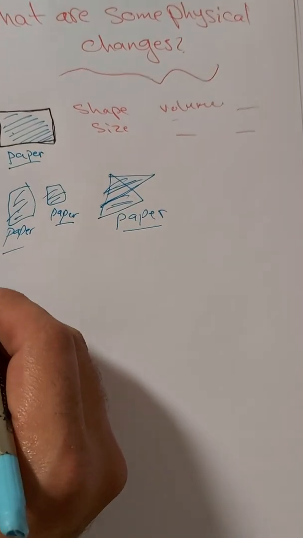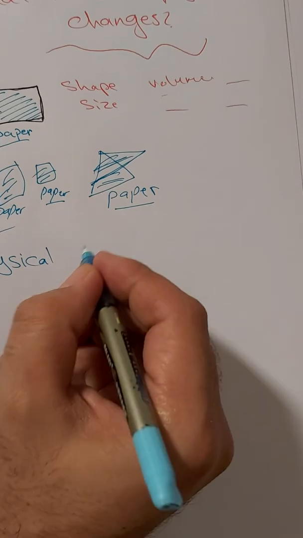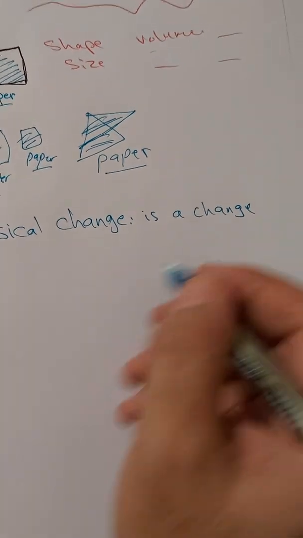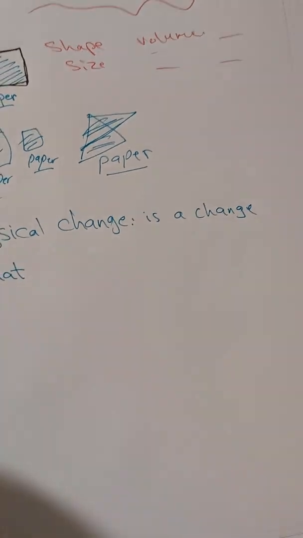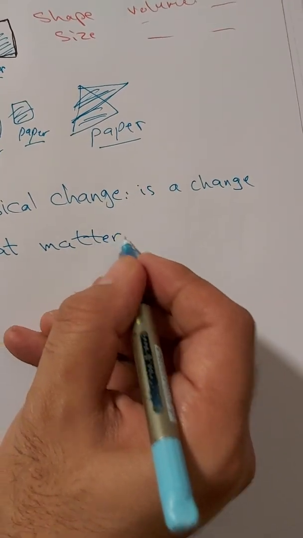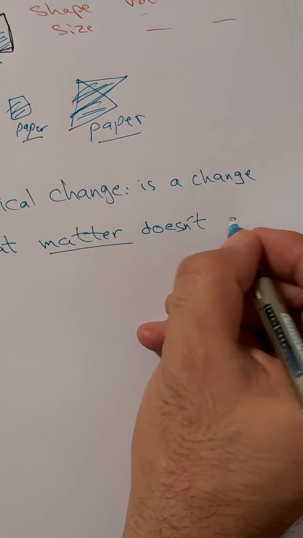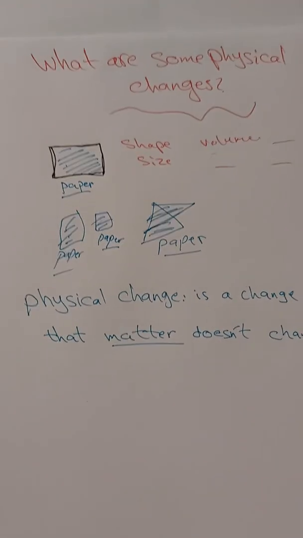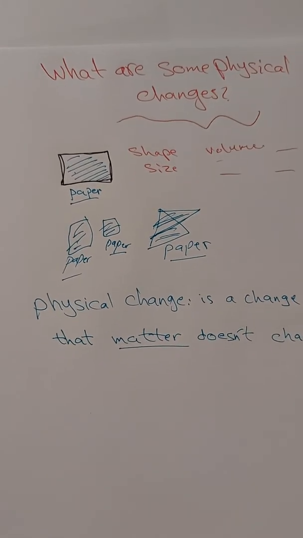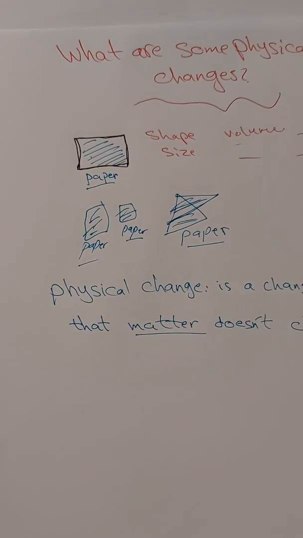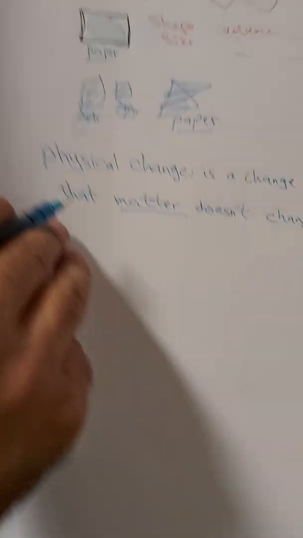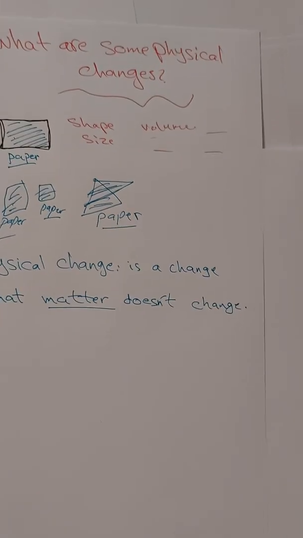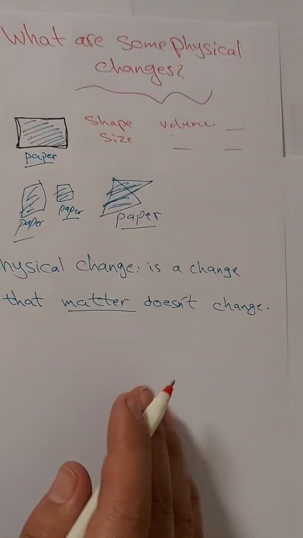So what is a physical change? Physical change means what? Physical change is a change that, okay, matter doesn't change. So it keeps the matter without any change. The change will be with size, with shape, with color, with volume, with any physical property. So the change in physical property, we call it physical change. The change in chemical property, we call it chemical change. Okay, but later chemical change. Let's learn more about physical changes.